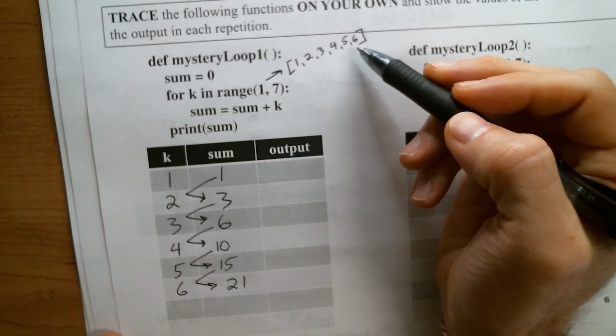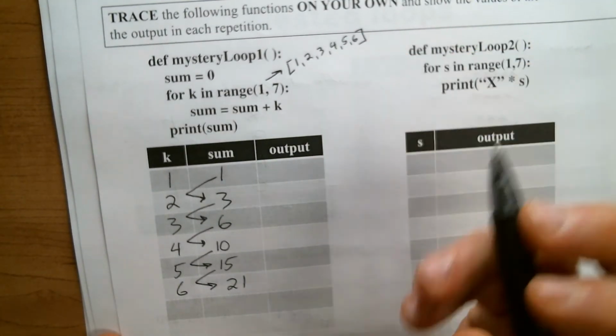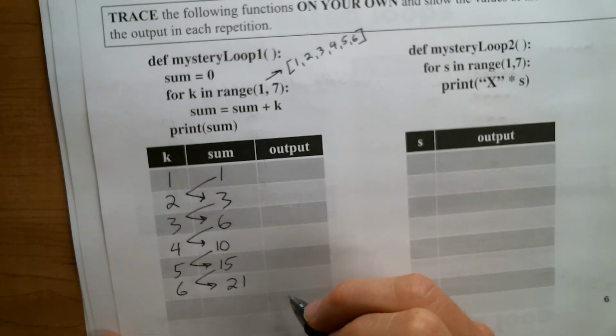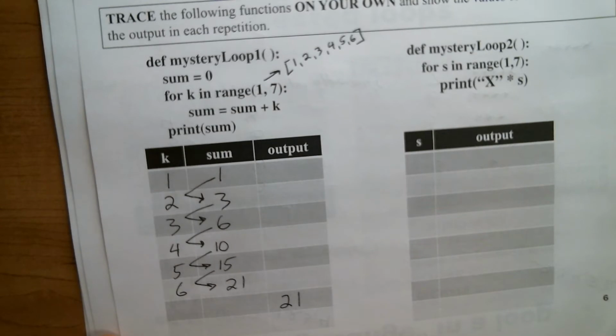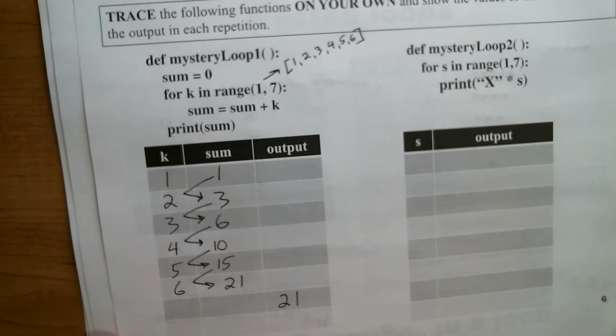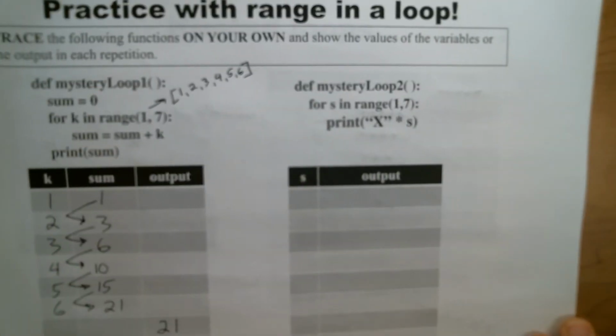At that point, the loop comes to an end because our range is over. And then once the loop comes to an end, we finally do print out the value inside of sum, which is just 21. All right, let's take a look at this one over here.